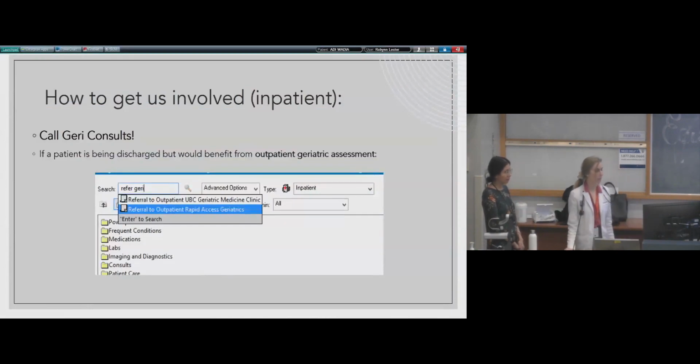In hospital, just call us, geriatric consults, and we talk frequently with the anesthetists in the hospital as well about high-risk patients that maybe we've seen pre-op that are in the PACU, also with the orthopedics team. But really, if you call us, we're here and we'd be happy to see these patients to try to prevent delirium down the road. And then if a patient is being discharged, but would still benefit from outpatient geriatric follow-up, the same referral to outpatient works, and then we can see them for their assessment.